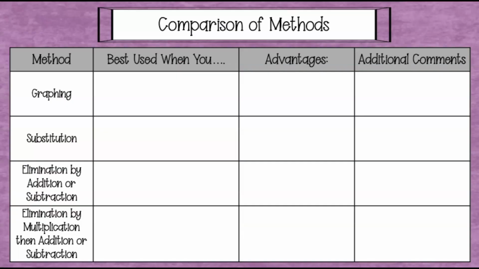When finished, you will all add to this comparison of methods graphic organizer. So here we want the students to really think about, when am I going to use each method and what are some advantages of that method. Additional comments would be, I wouldn't say disadvantages, but maybe hindrances, like what would keep you from using that particular method. So an example of a comment could be, I'm going to use elimination by multiplication, then addition or subtraction, when the equations are already in standard form.